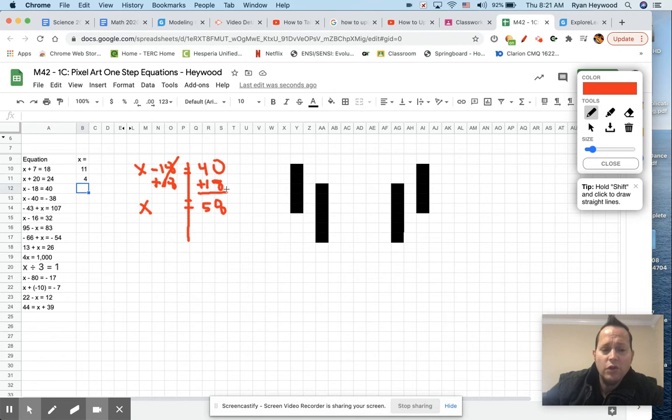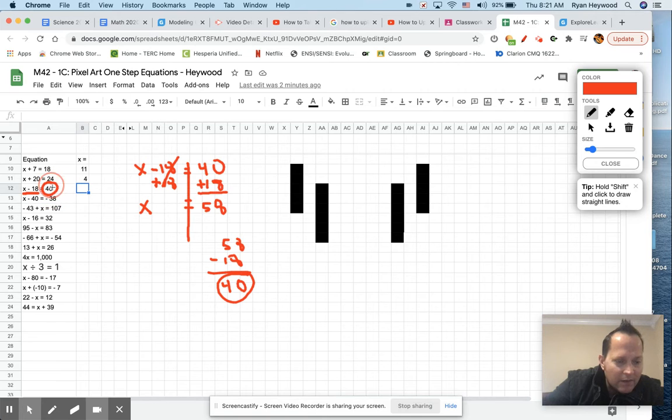Now let's show you how you check your work. You want to check your work all of the time. So we go back to our original problem, and we're not going to worry about this side right here. We're just going to do x. We said x equals 58, so we have 58 minus 18. So we just take those away. 8 minus 8 is 0. 5 minus 1 is 4. So we ended up with 40. And our original one said that we should have 40.